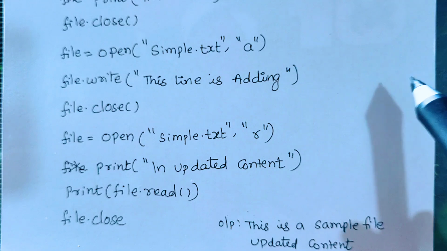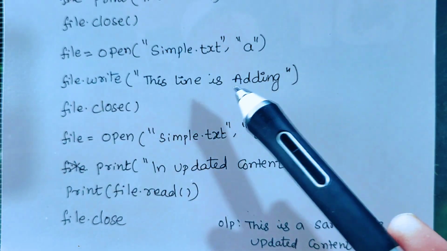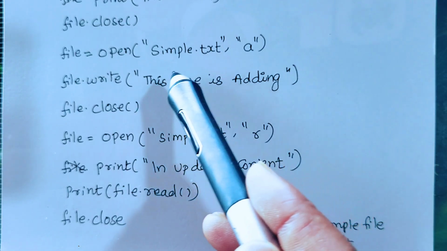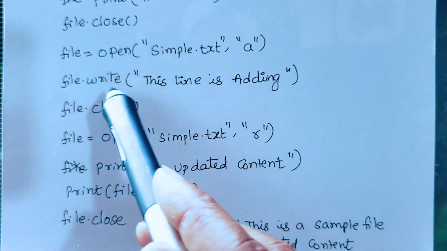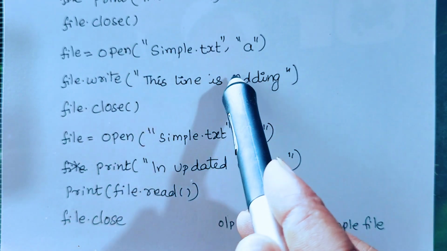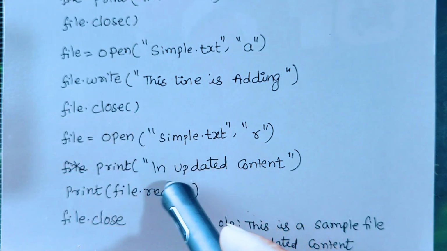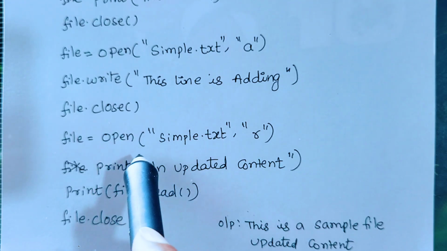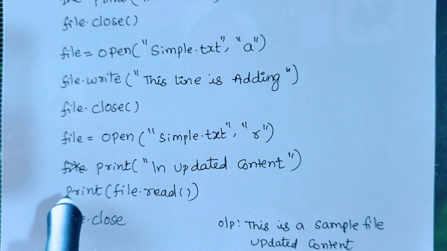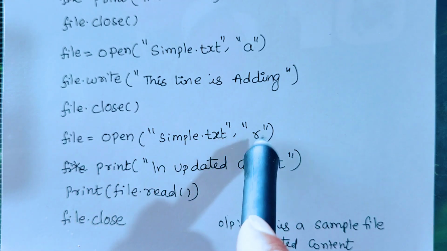I already created a file named simple.txt. Some text is there, and I want to add something. Then this line is appending. file.close. So again I opened the file, I added something, and I closed the file. Next, how do we see this appended data? I already created a file and appended, but how do I verify it? So again, file = open('simple.txt', 'r').